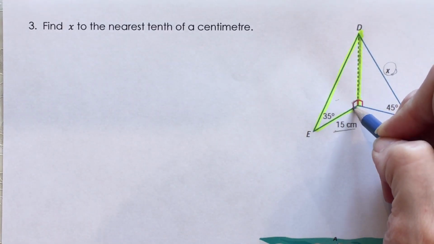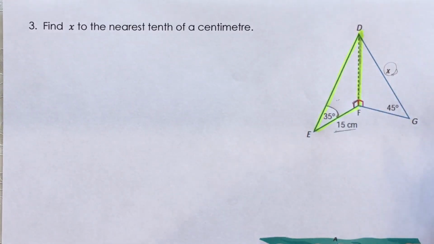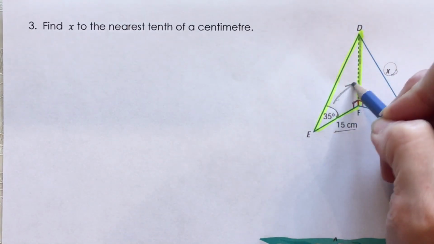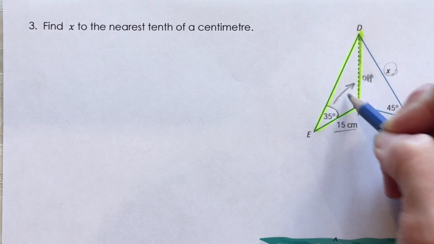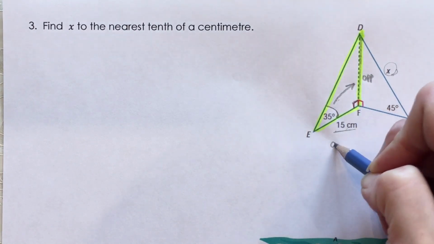So again, knowing this is a right angle triangle, SOHCAHTOA comes into play. So if I want to find this side here, the opposite side, it's going to be involved. And the side I know is the adjacent side.